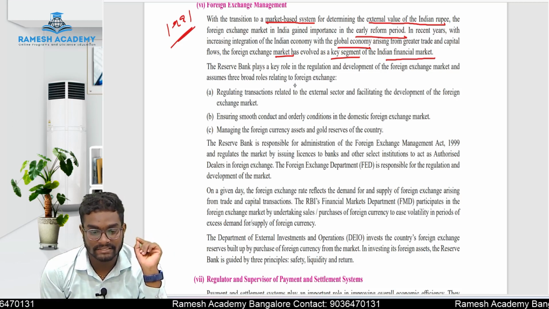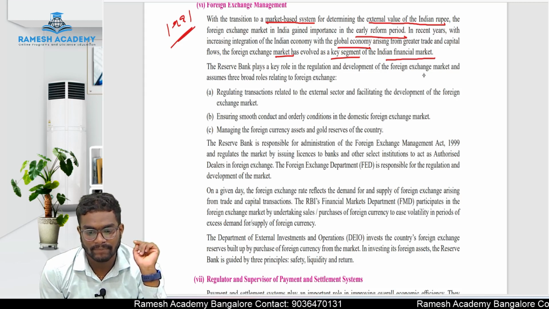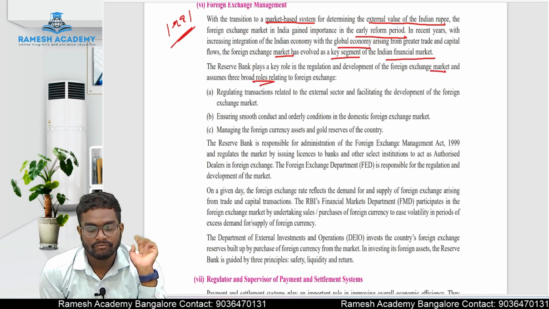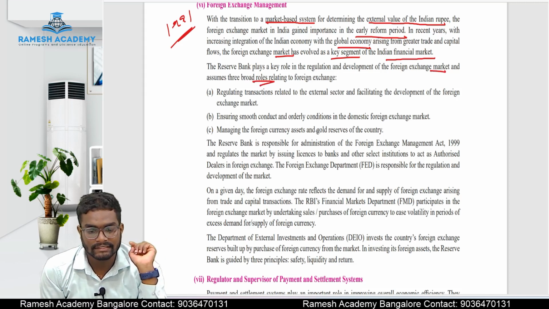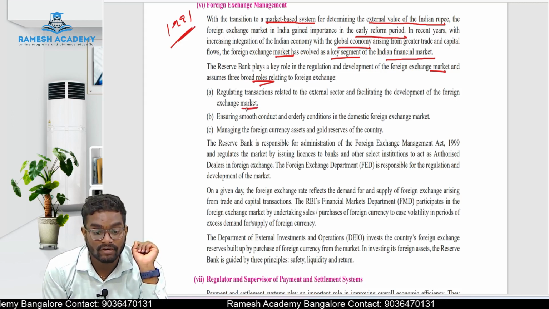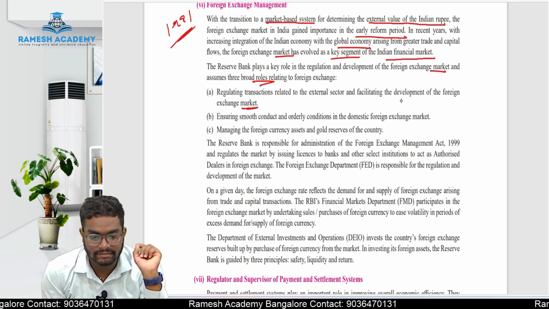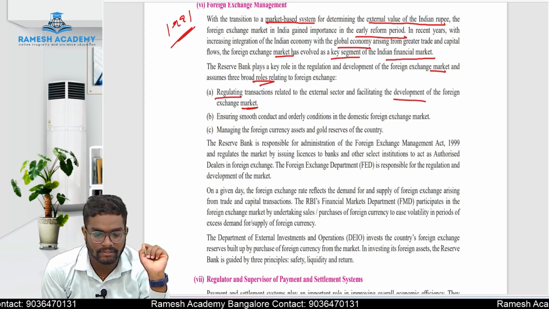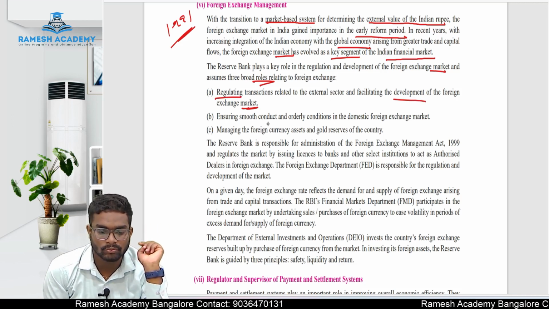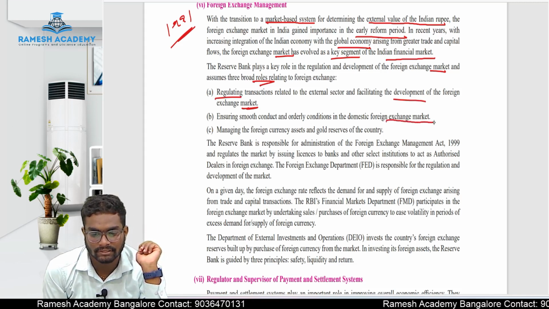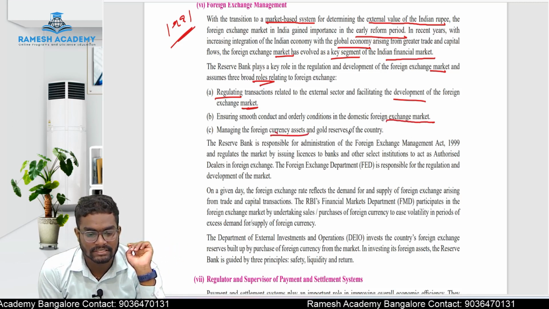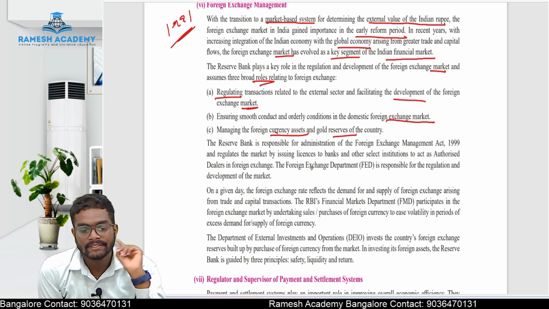The Reserve Bank plays a role in the regulation and development of the foreign exchange market and assumes three broad roles relating to foreign exchange. What are the roles? Regulating the transactions related to the external sector and facilitating the development of the foreign exchange market. So the keywords are regulation and development. Next, ensuring smooth conduct and orderly conditions in the domestic foreign exchange market, and managing the foreign currency assets and gold reserves. So it will have to maintain that.